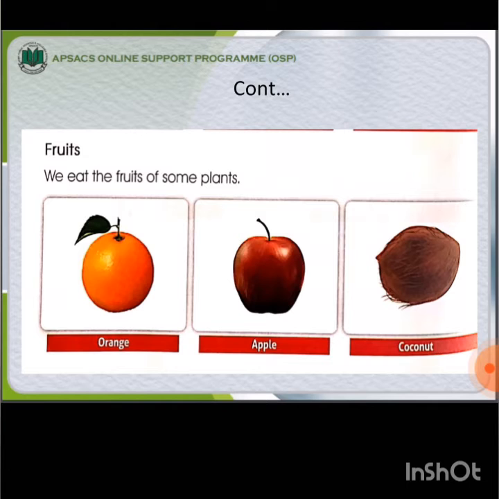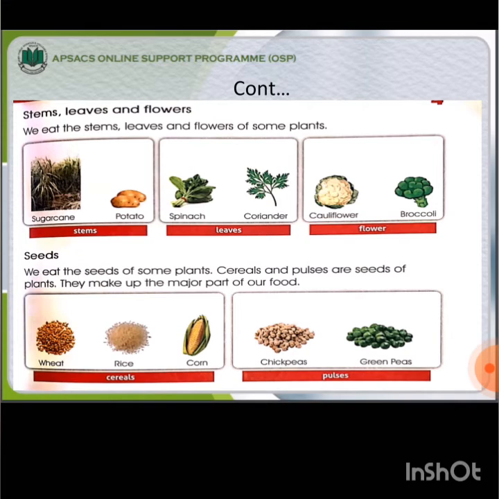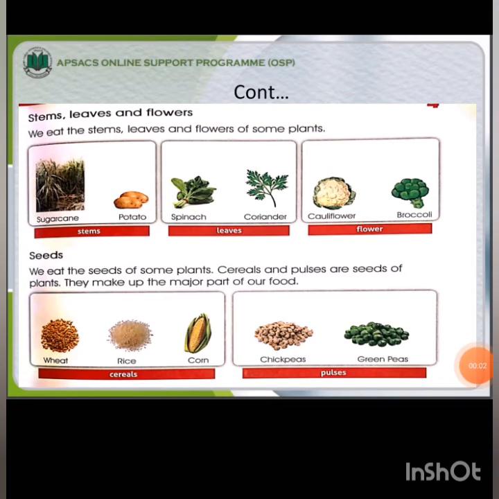Fruits. We eat the fruits of some plants. For example, orange, apple and coconut. Stems, leaves and flowers. We eat the stems, leaves and flowers of some plants. In stems we eat sugarcane and potato. In leaves we eat spinach and coriander. And in flower we eat cauliflower and broccoli. Next, seeds. We eat the seeds of some plants. Cereals and pulses are seeds of plants. They make up the major part of our food. For example, wheat, rye and corn. And in pulses, we eat chickpeas and green peas.